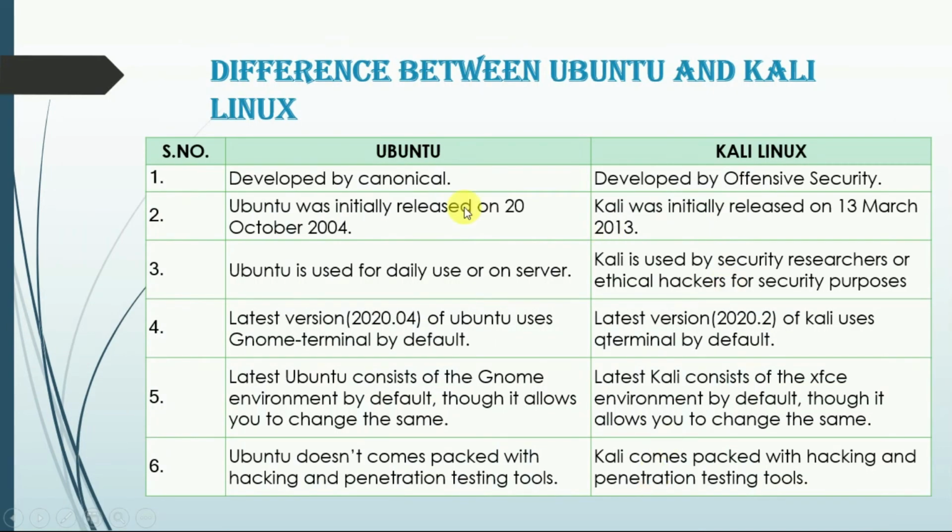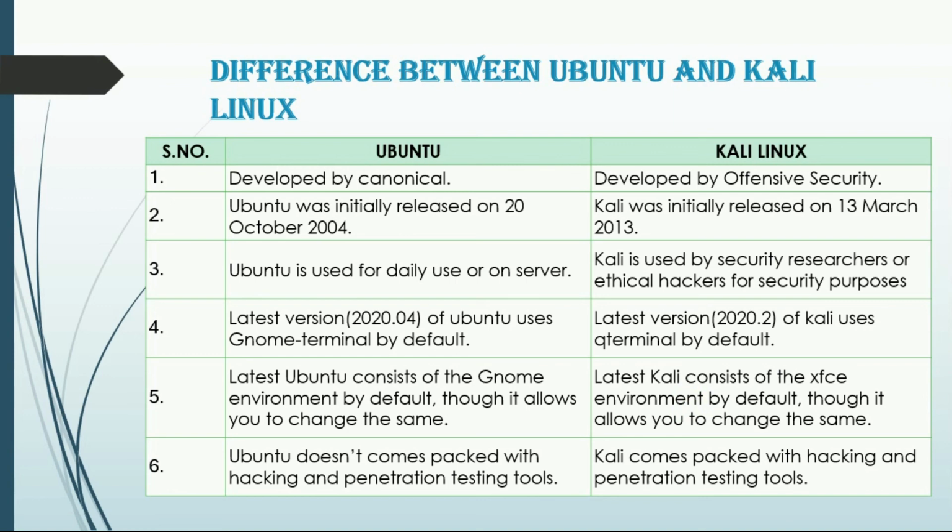So, the difference between Ubuntu and Kali Linux. Ubuntu is developed by Canonical and Kali Linux is developed by Offensive Security. Ubuntu was initially released on 20th October 2004. Kali was initially released on 13th March 2013. Ubuntu is used for daily use on servers. Kali is used by security researchers or ethical hackers for security purposes. The latest versions are as we can see on the screen. The latest Ubuntu consists of a GNOME environment by default, though it allows you to change it. The latest Kali consists of an XFCE environment by default, though it allows you to change it.